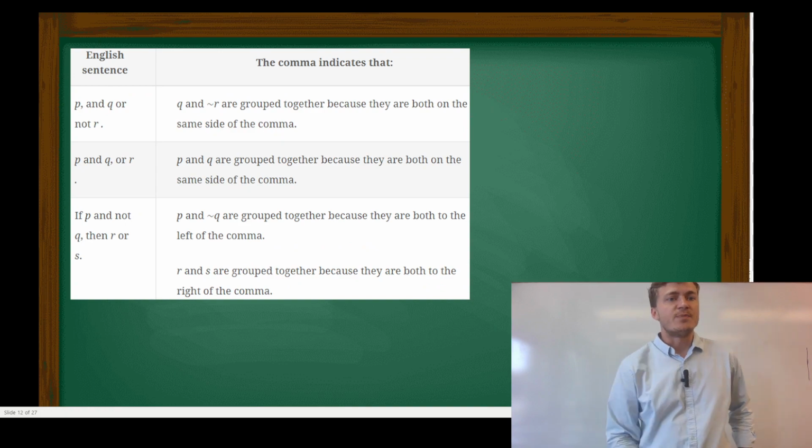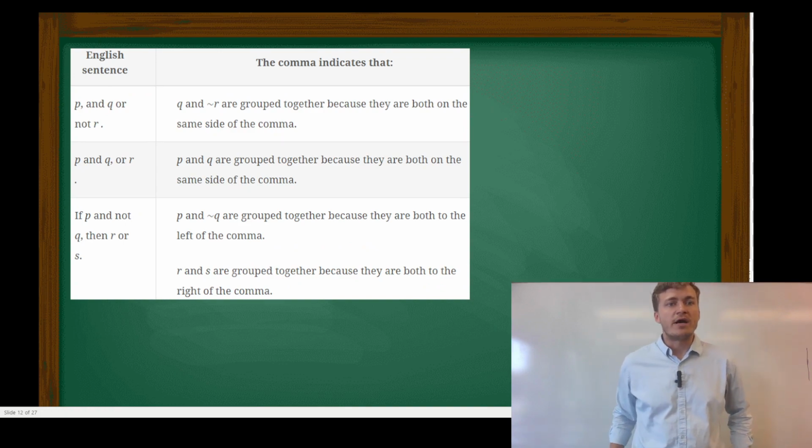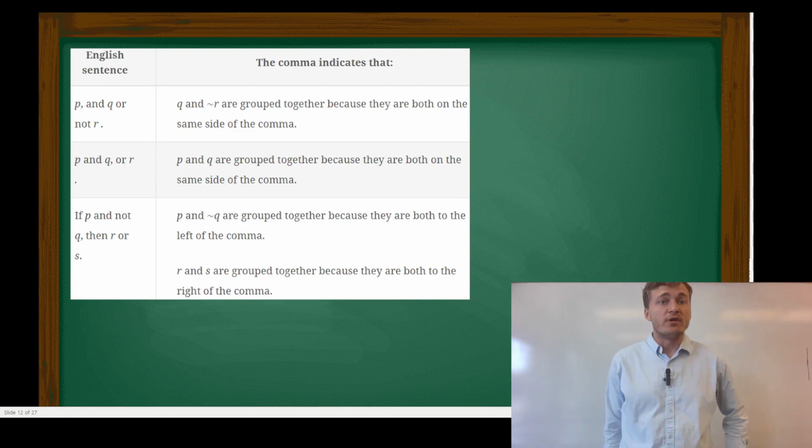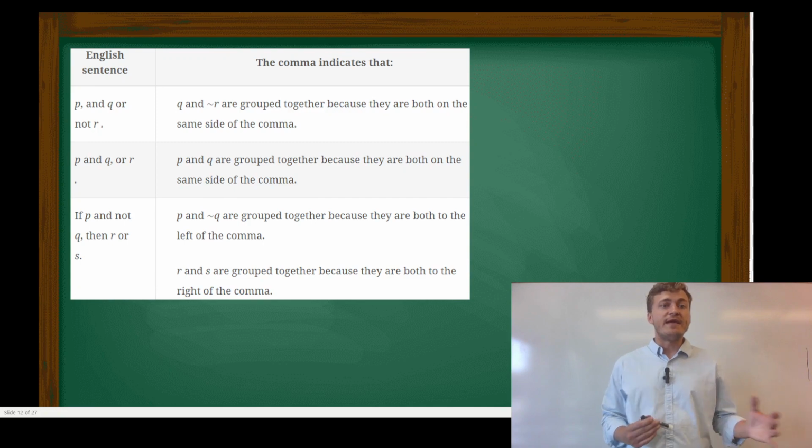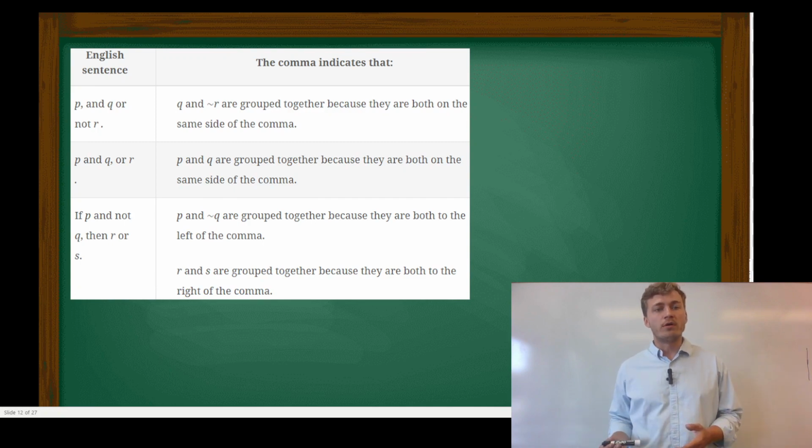For example, here, English sentence, P and Q, or not R. Well, in this case, according to the comma, the comma indicates that Q and not R are grouped together because they are both on the same side of the comma. P and Q or R says that the P and Q are grouped together.